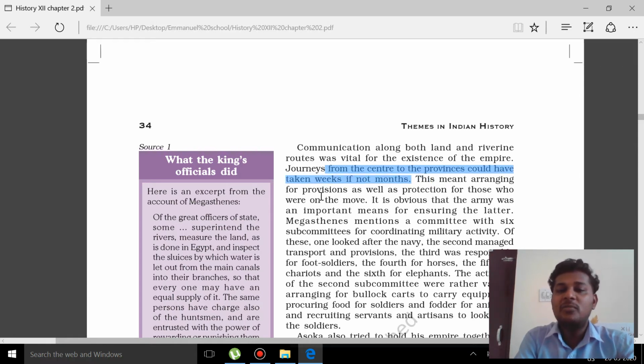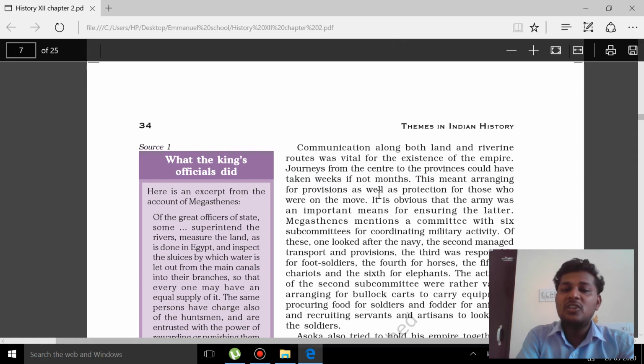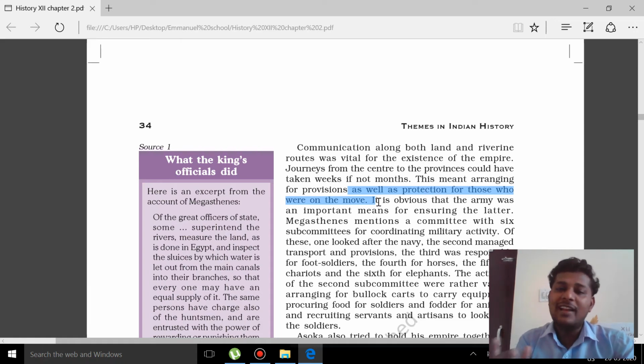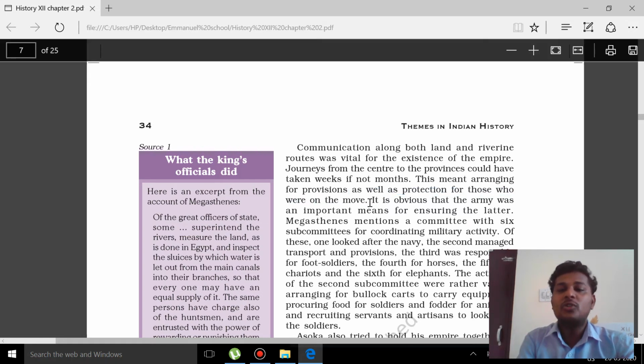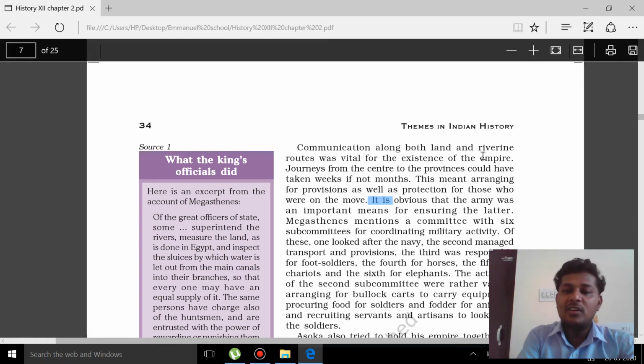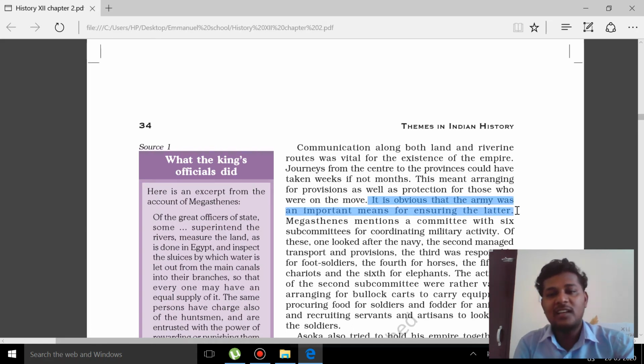This meant arranging for provisions as well as the protection of those who were on the move. So matlab, they have all these arrangements so that they can protect those people who are traveling. Okay, it is obvious that the army was an important means. So this is the fourth point. To protect the people who are traveling for trade purpose, उनको ensure करने के लिए, बचाने के लिए या protect करने के लिए, they had army, very important. You can consider this as the fourth point, because we are going to discuss about the armies now.